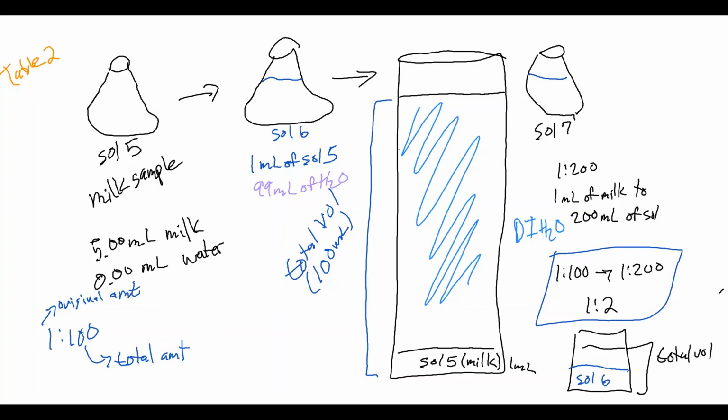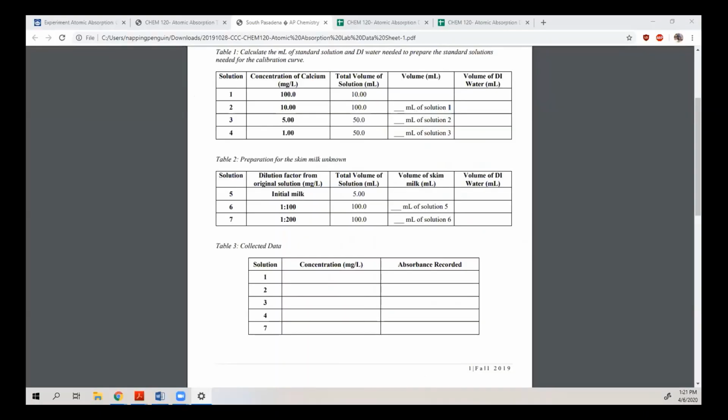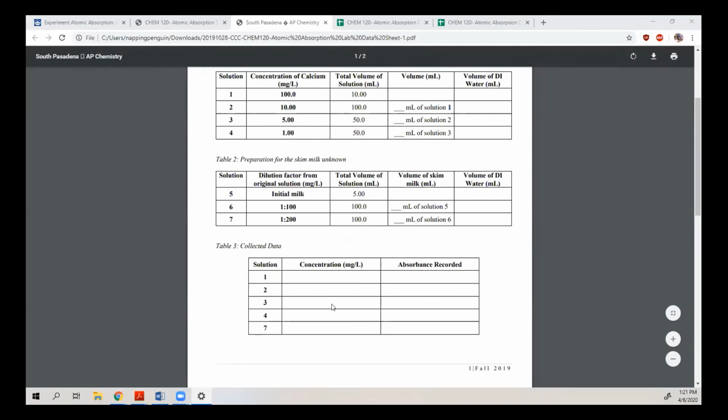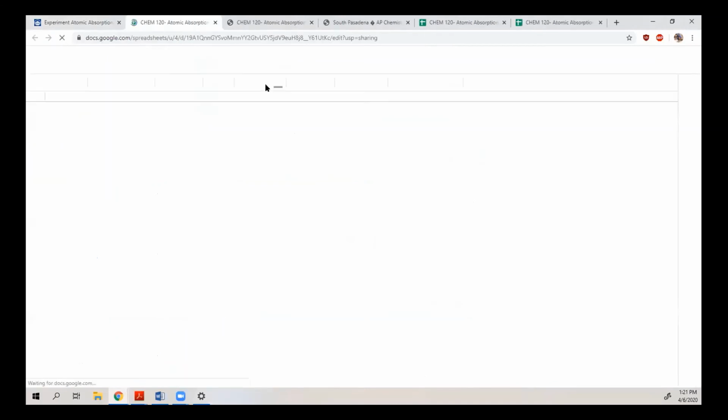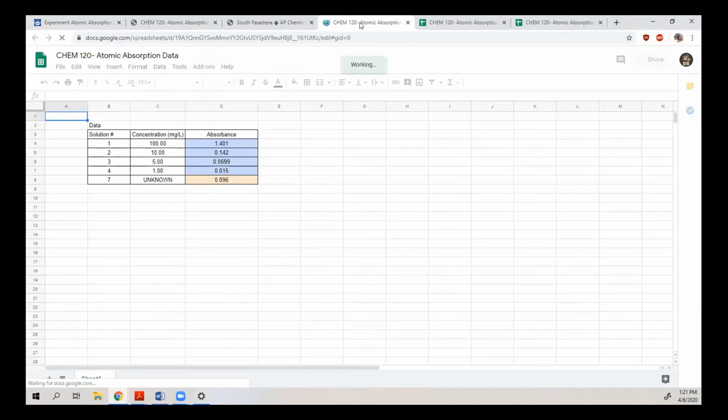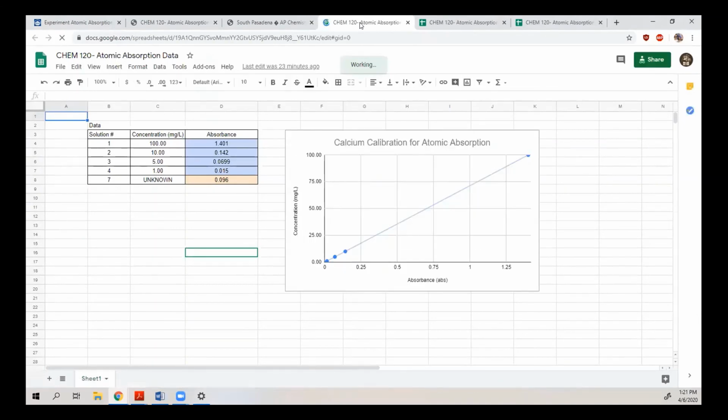Now, for our last part, we're going to measure these values and we're going to collect these absorbances. So we're looking over at part 3. So we're looking at this collected data. Now, to get you this collected data, when you look on this experiment page in the lab data provided, when you click that, you're going to see a spreadsheet that looks a little bit like this. And so I've given you the absorbances here in the blue.